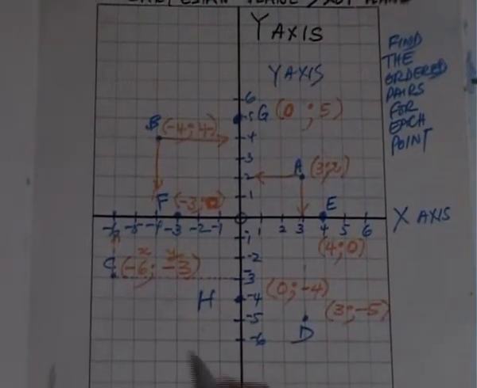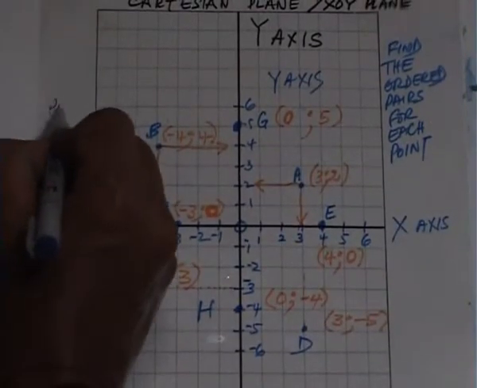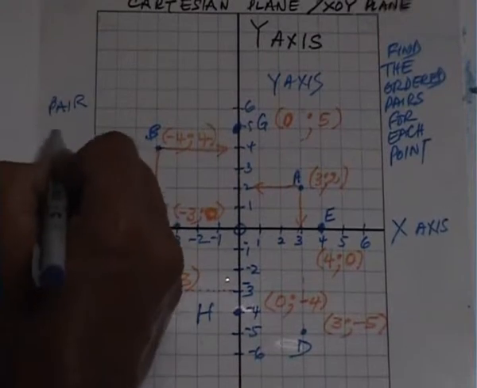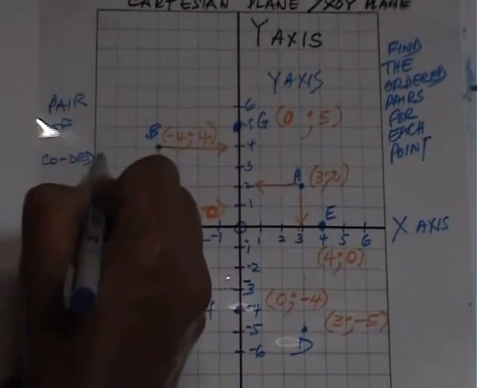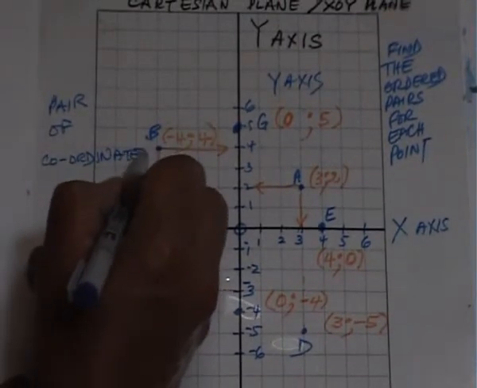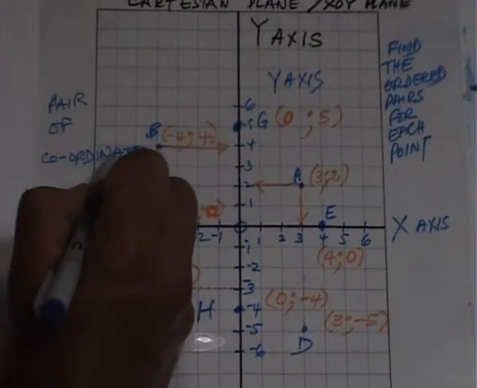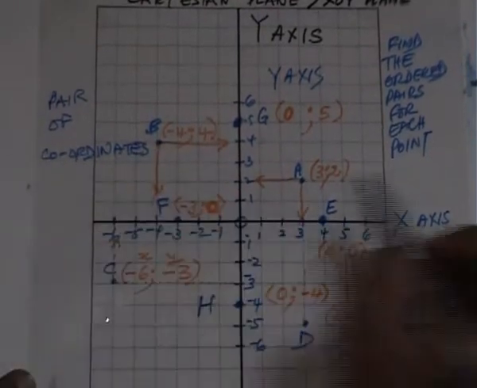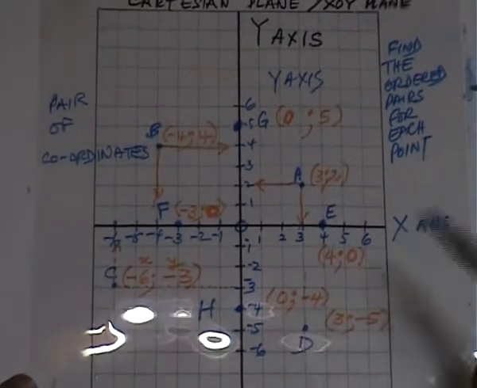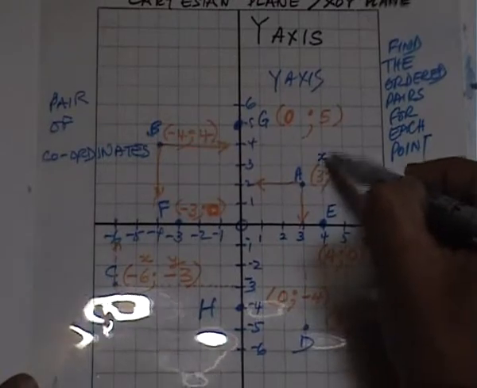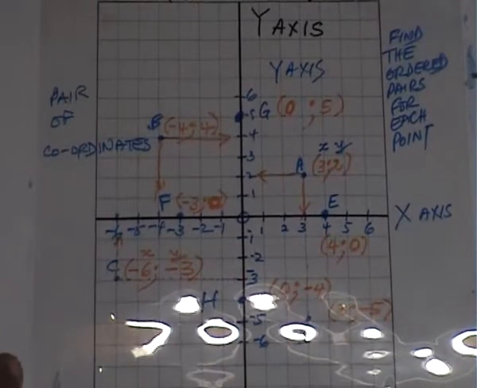Okay. Now remember, we can talk about ordered pairs, or we can talk about a pair of coordinates, C-O-O-R-D-I-N-A-T-E-S. So this is an ordered pair, or it is a pair of coordinates, and x is always first and y is always second. All right.